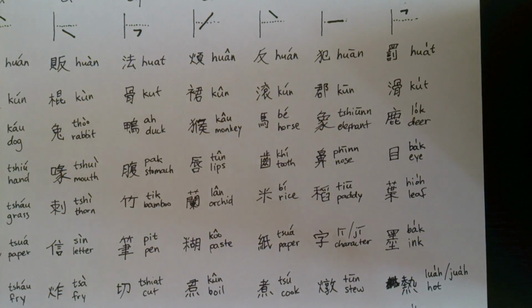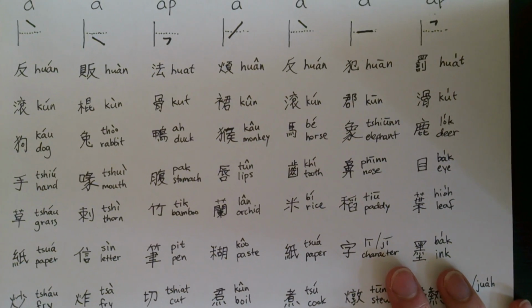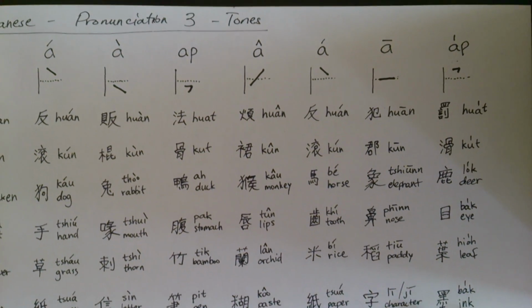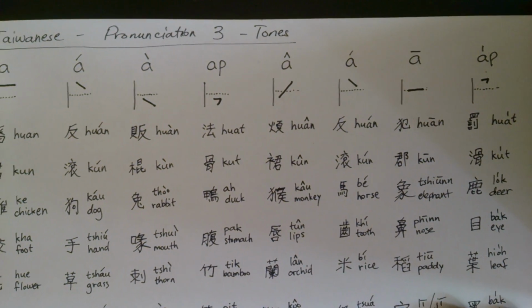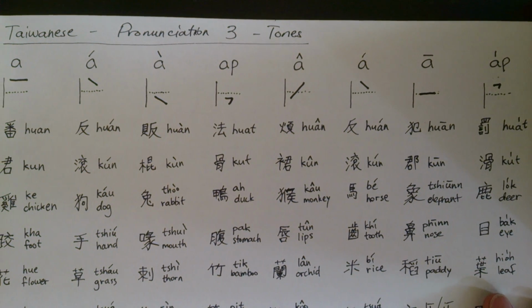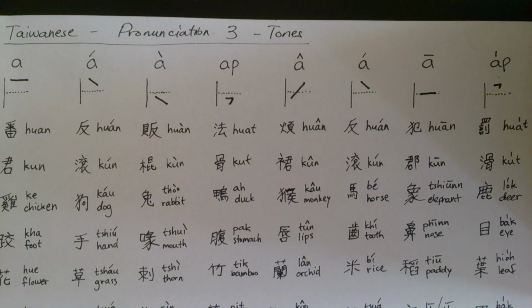Okay, so check out the PDF down below. Try them by rows and by columns. Make sure you've got all 8 tones down. And check back for my next video about the tone sandhi or tone changes. It's quite complicated in Taiwanese, but I'm going to try and make it easy.